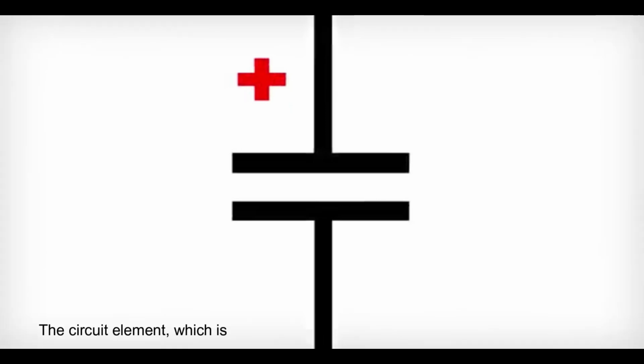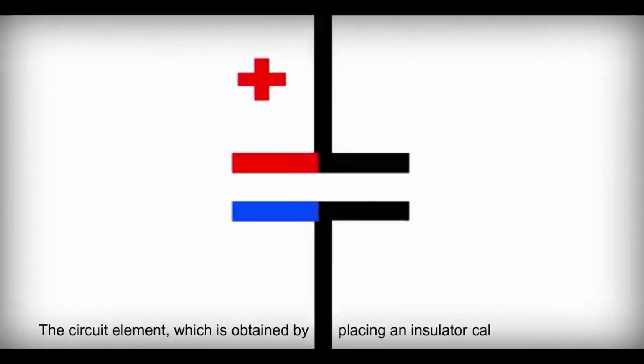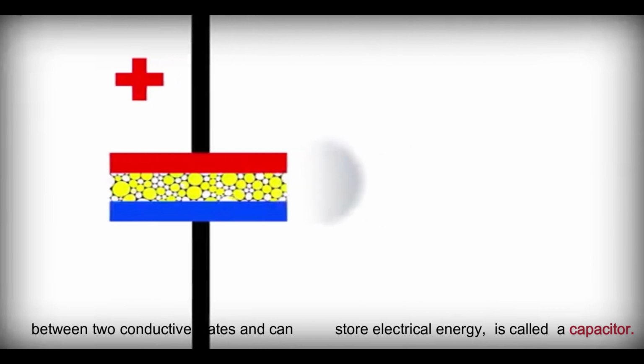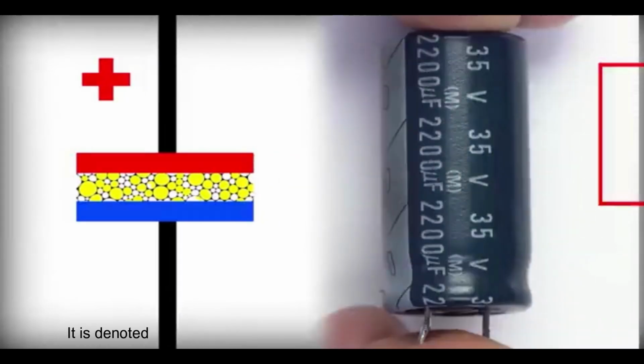The circuit element, which is obtained by placing an insulator called dielectric between two conductive plates and can store electrical energy, is called a capacitor. It is denoted by the letter C and its unit is the farad, F.